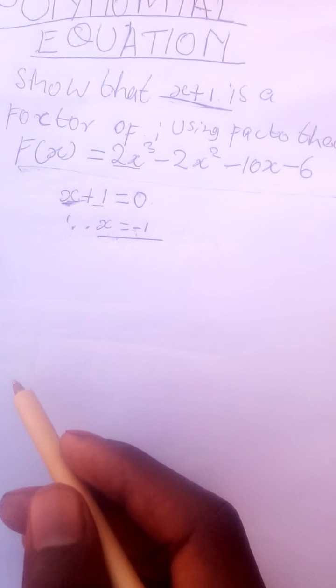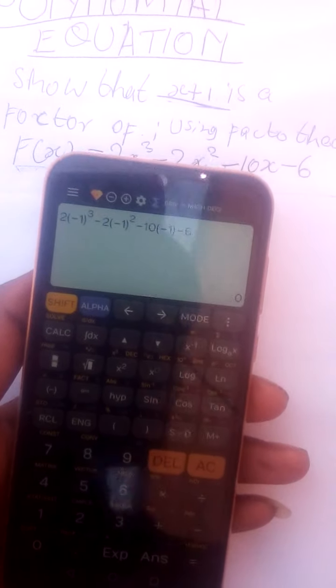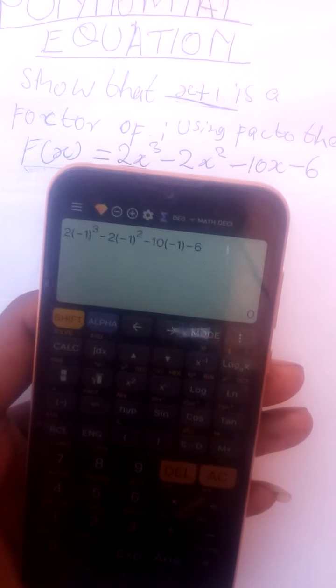Let me get my calculator on. Here's my calculator. As you can see, I've already punched it in.